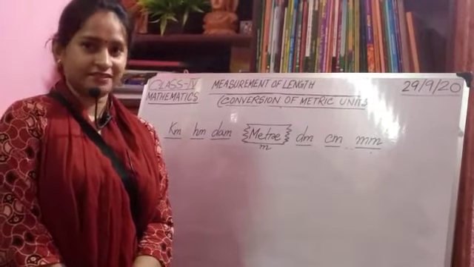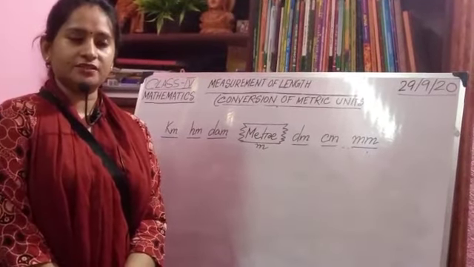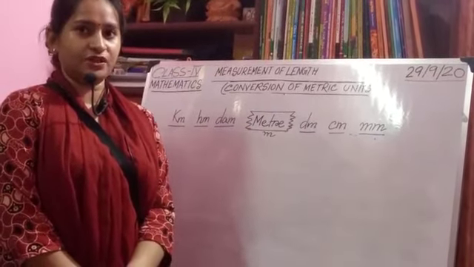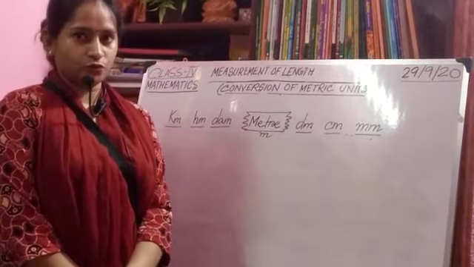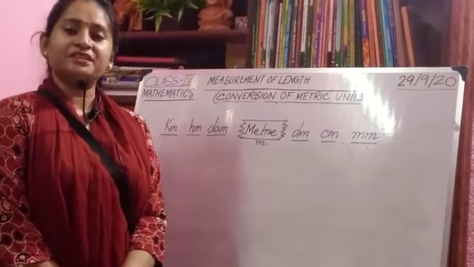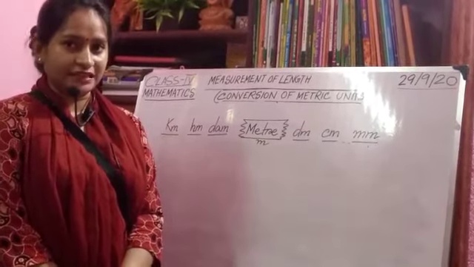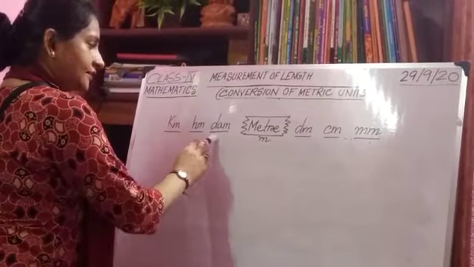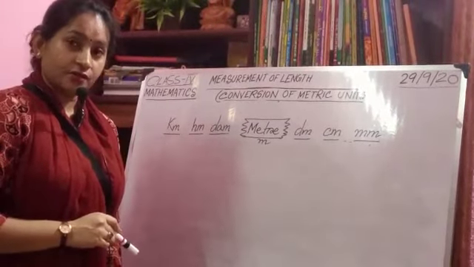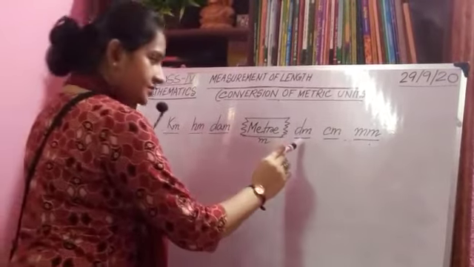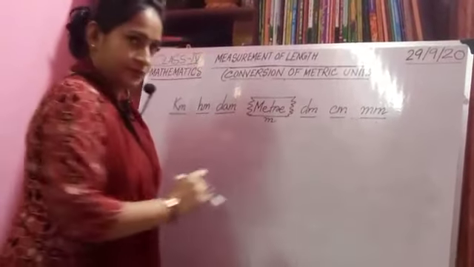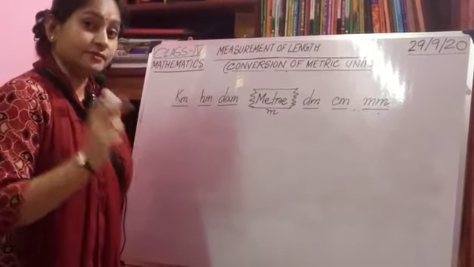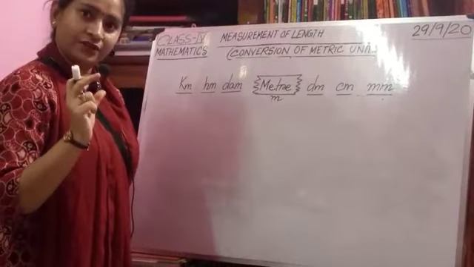Now my today's video is connected with the lesson plan of 29th of September and my today's topic is conversion of the metric units of length. As I have told you in my previous video, children, the standard unit for measurement of length is meter. Kilometer, hectometer and decameter are the greater units for measuring length. Decimeter, centimeter, millimeter are used for measuring smaller lengths. That means they are the smaller units for measurement of length.